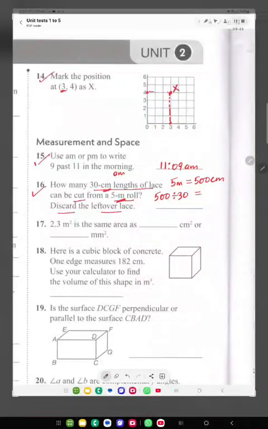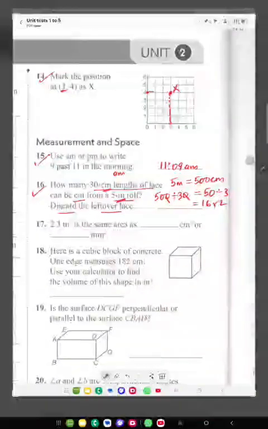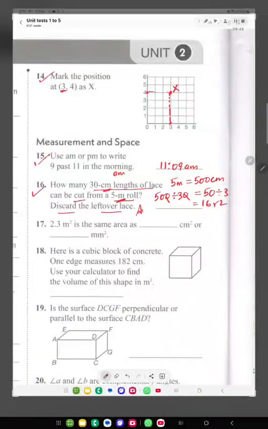They said just discard the leftover. If you can divide by 10, the 0 will cancel with the 0. In division you can always do that. Then it's 50 divided by 3. And you can just think of it mentally or do long division. It will be 16 something. Okay, so 16 remainder 2. So I can make 16 pieces. So the answer for 16 is 16.